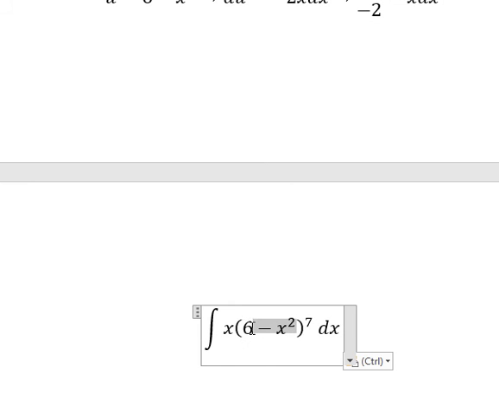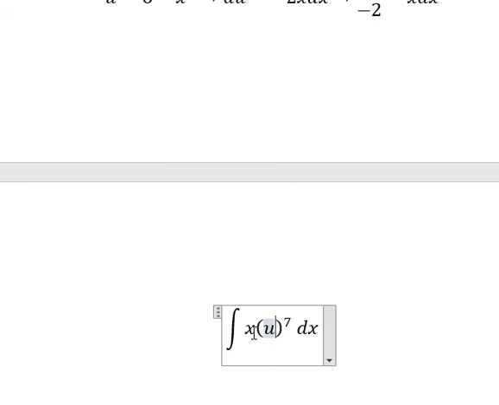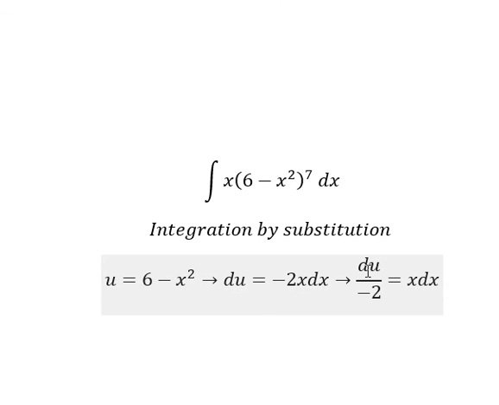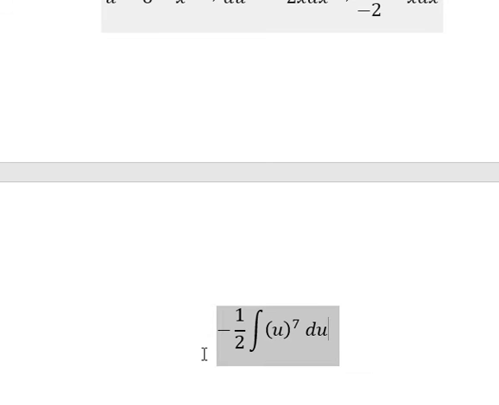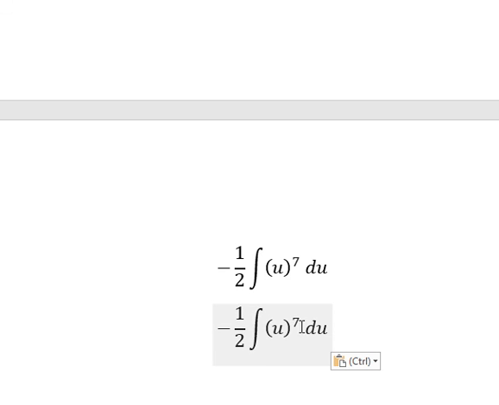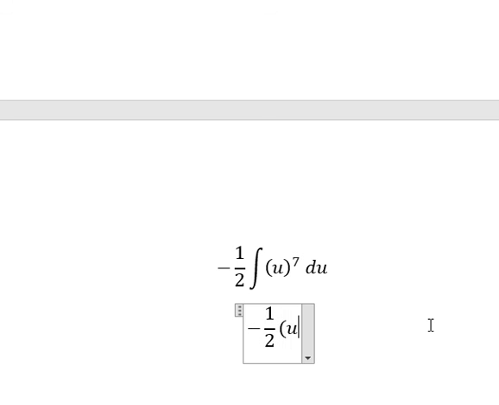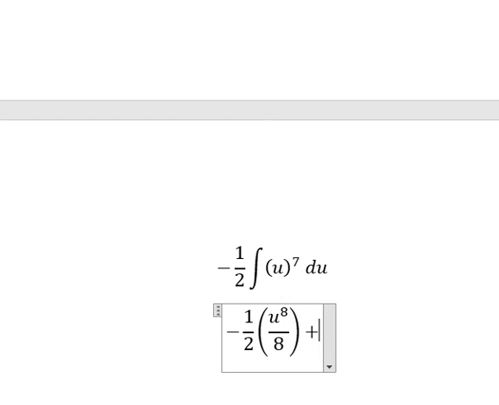So this one we change for u. s ds we change for du over negative number 2. The integral of u to the power of 7, we have u to the power of 8 over 8. And we put c in here.